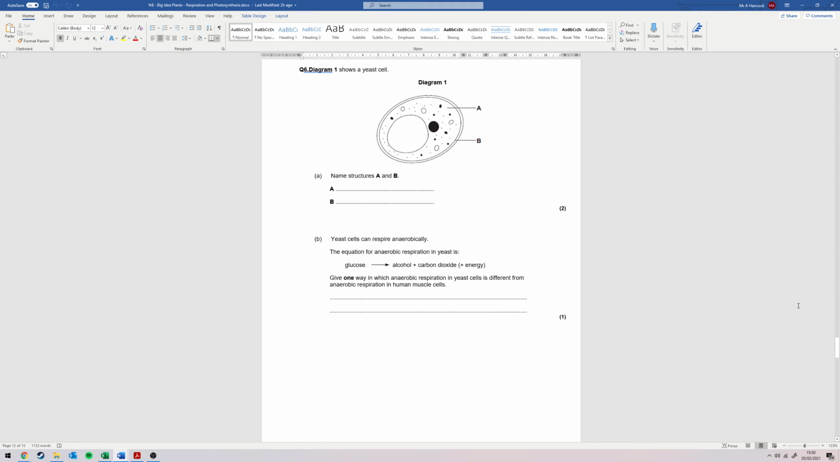Question 6. Diagram 1 shows a yeast cell. Part A. Name structures A and B. B. Yeast cells can respire anaerobically. The equation for anaerobic respiration in yeast is glucose makes alcohol plus carbon dioxide plus energy. Give one way in which anaerobic respiration in yeast cells is different from anaerobic respiration in human muscle cells.